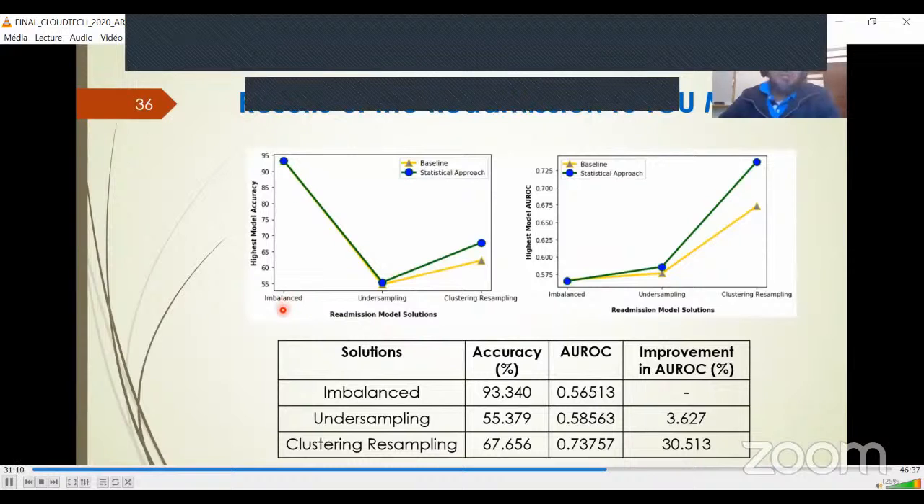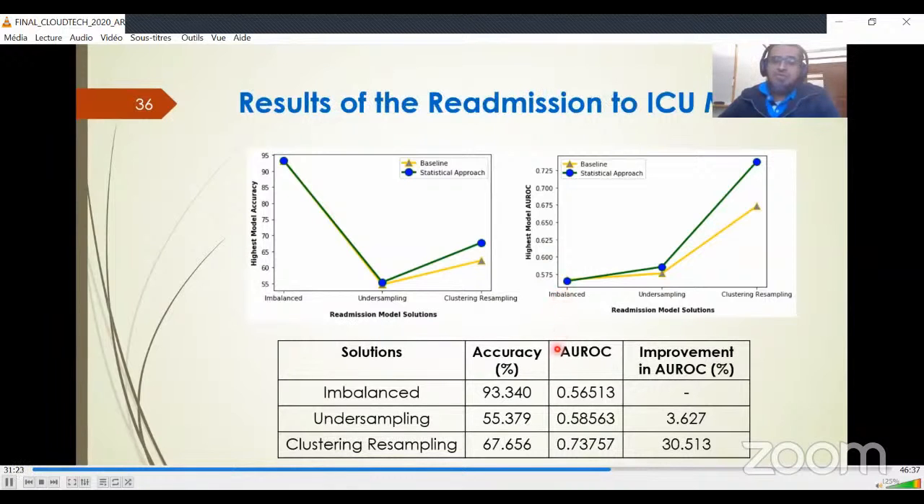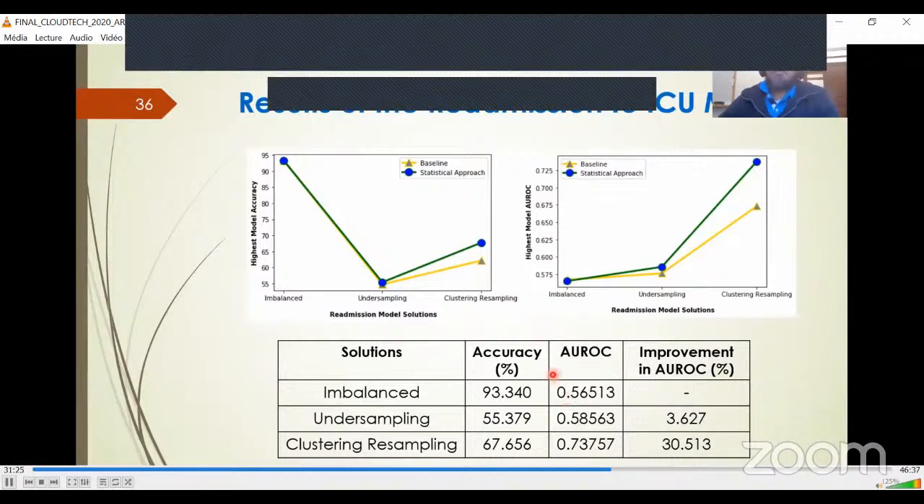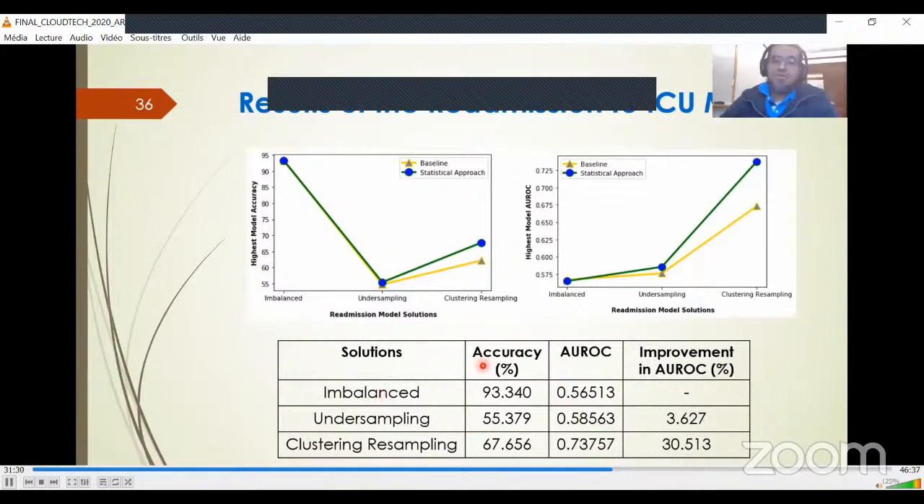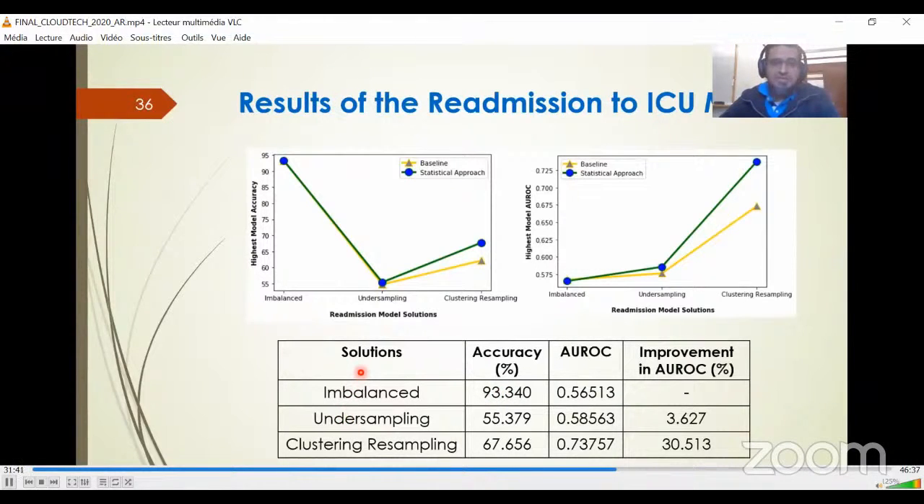What you can see, using the imbalance, you get the highest accuracy. You get around 93%. However, when you use the area under ROC score, you get a very low score. It's around half, and that means with our solution using the imbalance, the model cannot distinguish very well between the classes, I mean the positive and negative classes. Negative class here is patient not readmitted, and positive is patient will be readmitted to ICU.